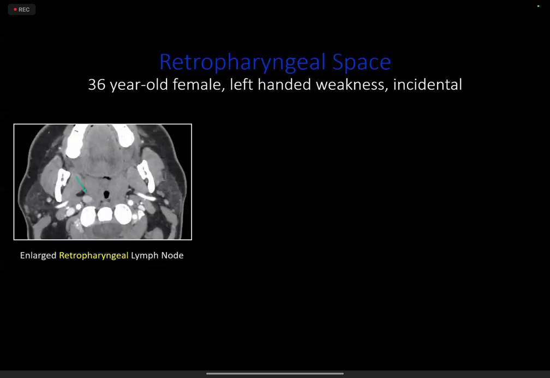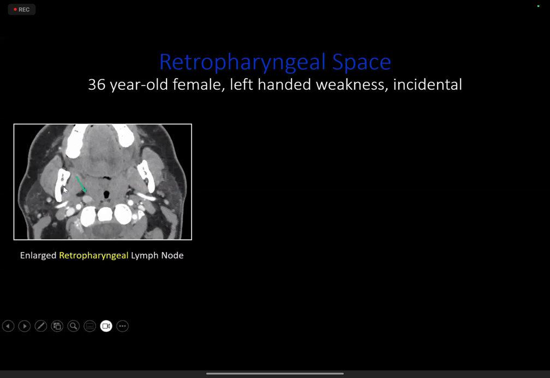Here's a patient with left-sided weakness, and this is just an incidental finding, but it really reminds us that in patients that come in with left-sided weakness, oftentimes we get a CT angiogram, head and neck, perfusion. There's so many images to take a look at. Remember to switch over to that soft tissue window. You'd be surprised at what you can find.